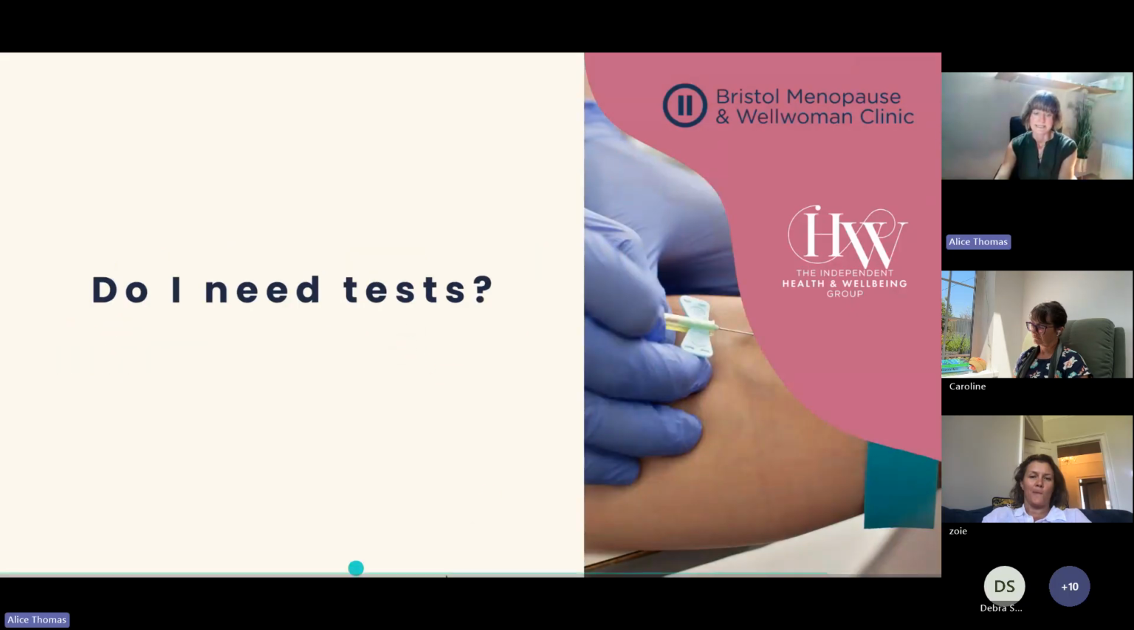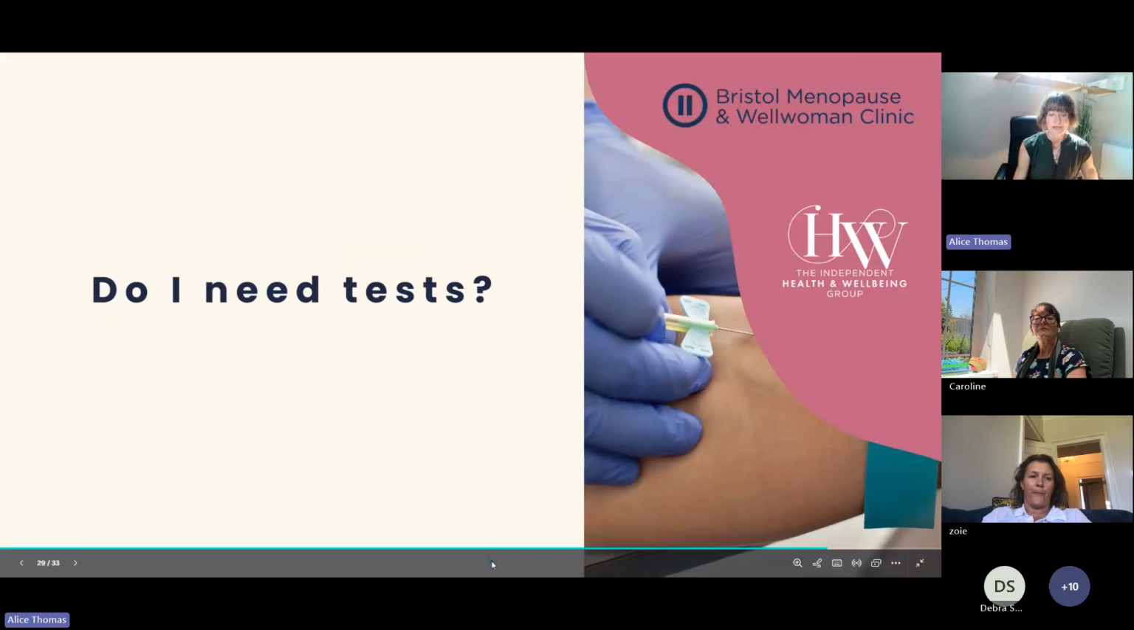Do I need blood tests? So most women over the age of 45 who have typical symptoms of the menopause don't need any blood tests to check hormone levels. If you're under the age of 45, then hormone blood tests might be advised. They can be a useful piece of information, but you can find that these are unreliable, and they're not always needed to make a diagnosis. It's usually a clinical diagnosis based on symptoms.